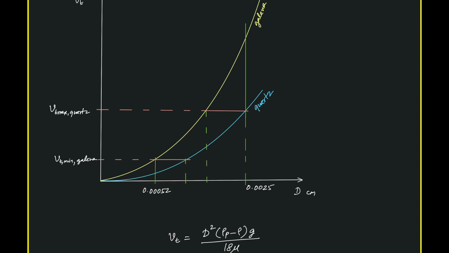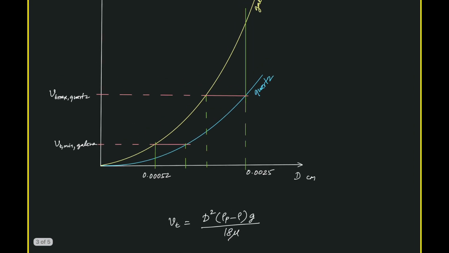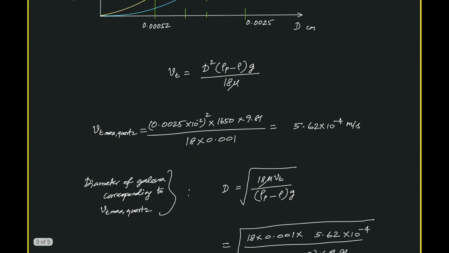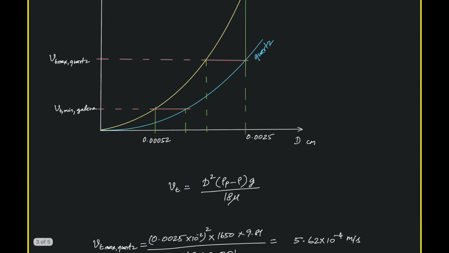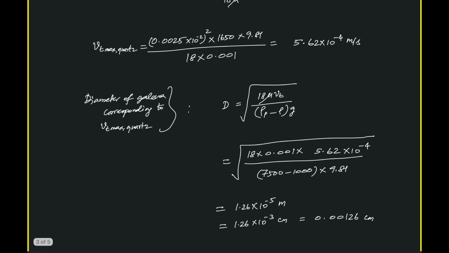So we are going to find the dimension of this one and this one. That's the task now. Already we know we need to find the velocity of the maximum sized quartz particle. We know the dimension, and we know rho p minus rho, which is 2650 minus 1000, and the dimension is 0.0025. Viscosity and density are already known to us. So this is the velocity we are getting, the velocity corresponding to this line. Now using that velocity we get the diameter.